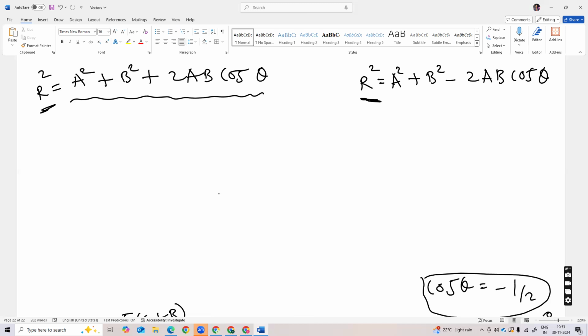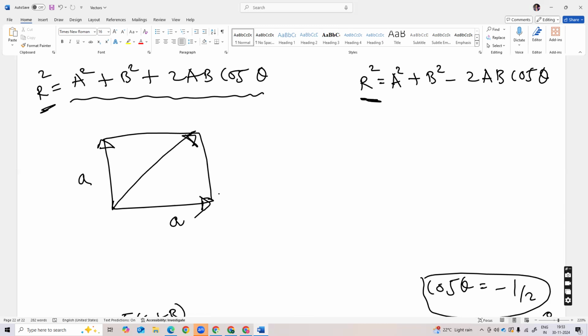If you see the case of a rectangle or square, let's say this is a square. You have vector a, and in a square all sides are equal. So this is vector a, this is vector a. The resultant of these two vectors is root 2 a, and if you take the difference between these two vectors, it is also root 2 a, and these two are perpendicular to each other.